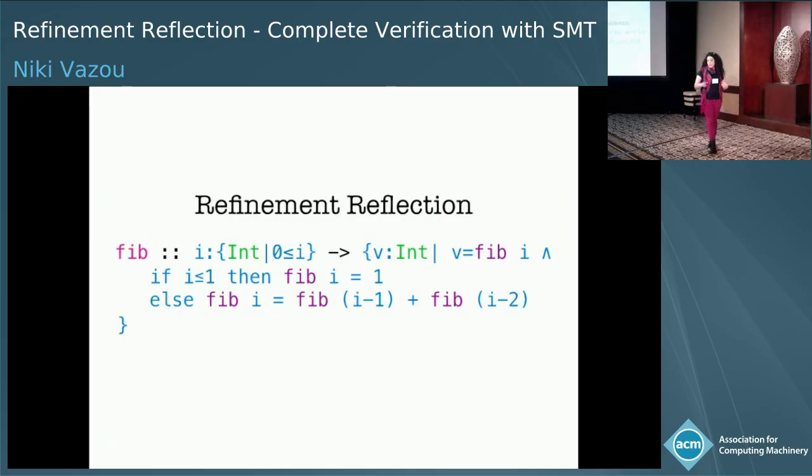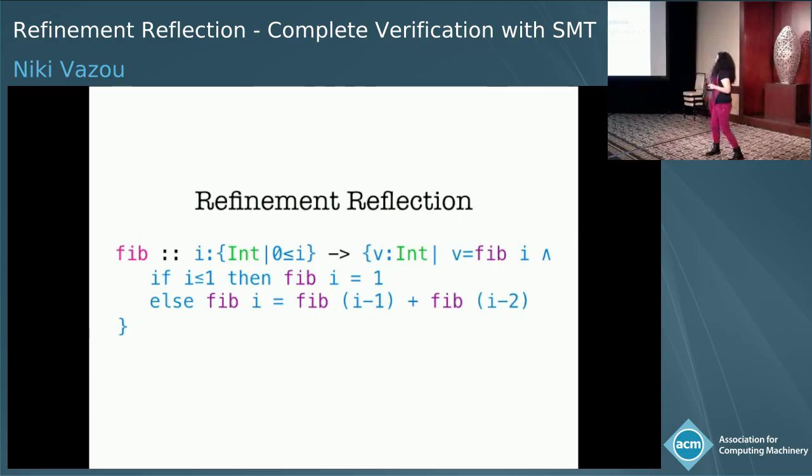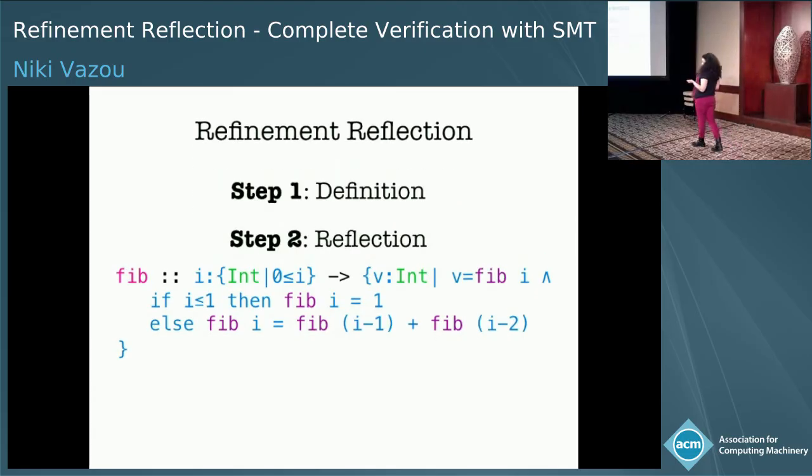And this is what refinement reflection is about. If you want to represent a Haskell function, a target language function, in the logic, you just take the definition of the function and put it into the result of the refinement specification for the concrete i's for which you apply the function. So we represent functions as uninterpreted functions in the SMT, and then with refinement reflection, we connect these uninterpreted functions with their target language definition.